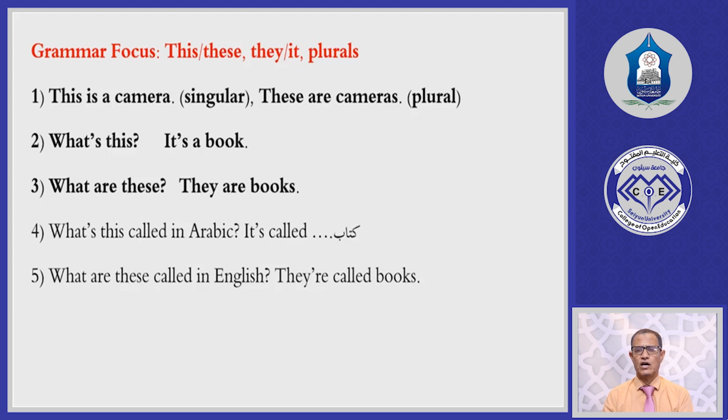Number 5, what are these called in English? For example, you have some books. What are these called? عندنا بعض الكتب, for example. You can say, what are these called in English? They are called books.